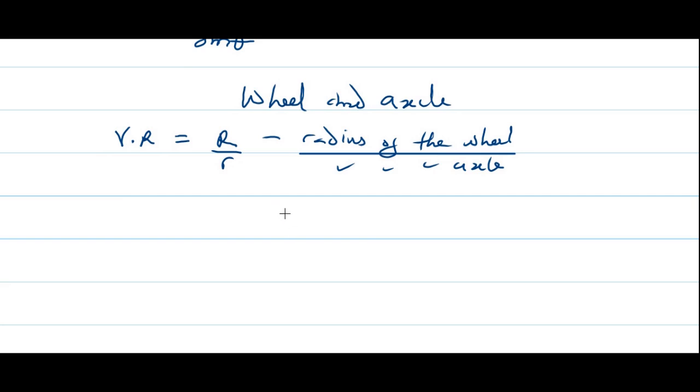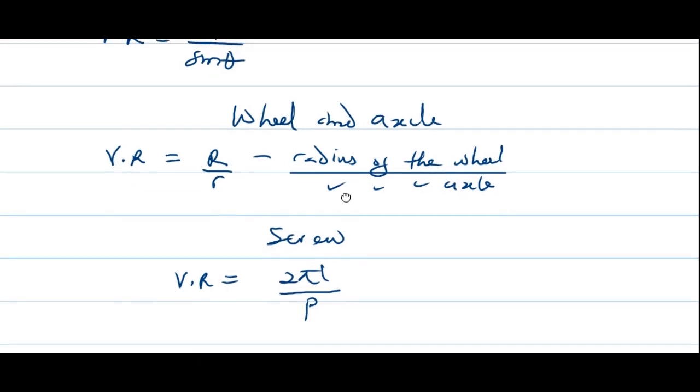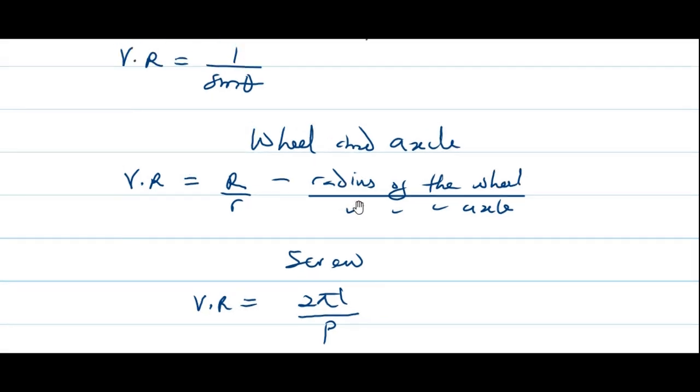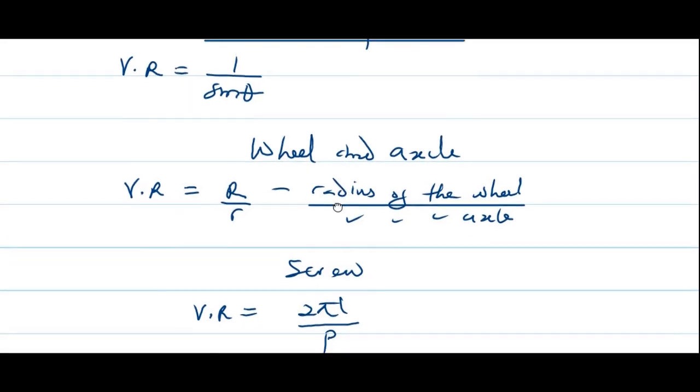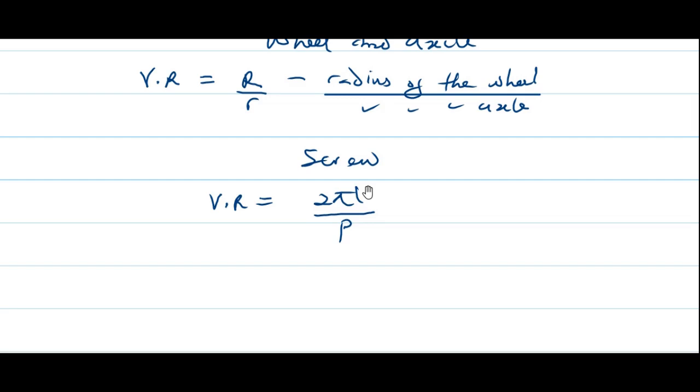Then we need to know, in a screw or screw jack, what's a screw? A screw is a spiral shaped inclined plane wrapped around a cylinder or cone. So in a screw jack, velocity ratio is 2 pi L all over P, where L is length and P is pitch. So these formulas are very important. You can see that in all of this, what really changed is the velocity ratio. The mechanical advantage remains the same. So in an inclined plane, VR is 1 over sine theta, wheel and axle is R over r, and screw is 2 pi L over P.